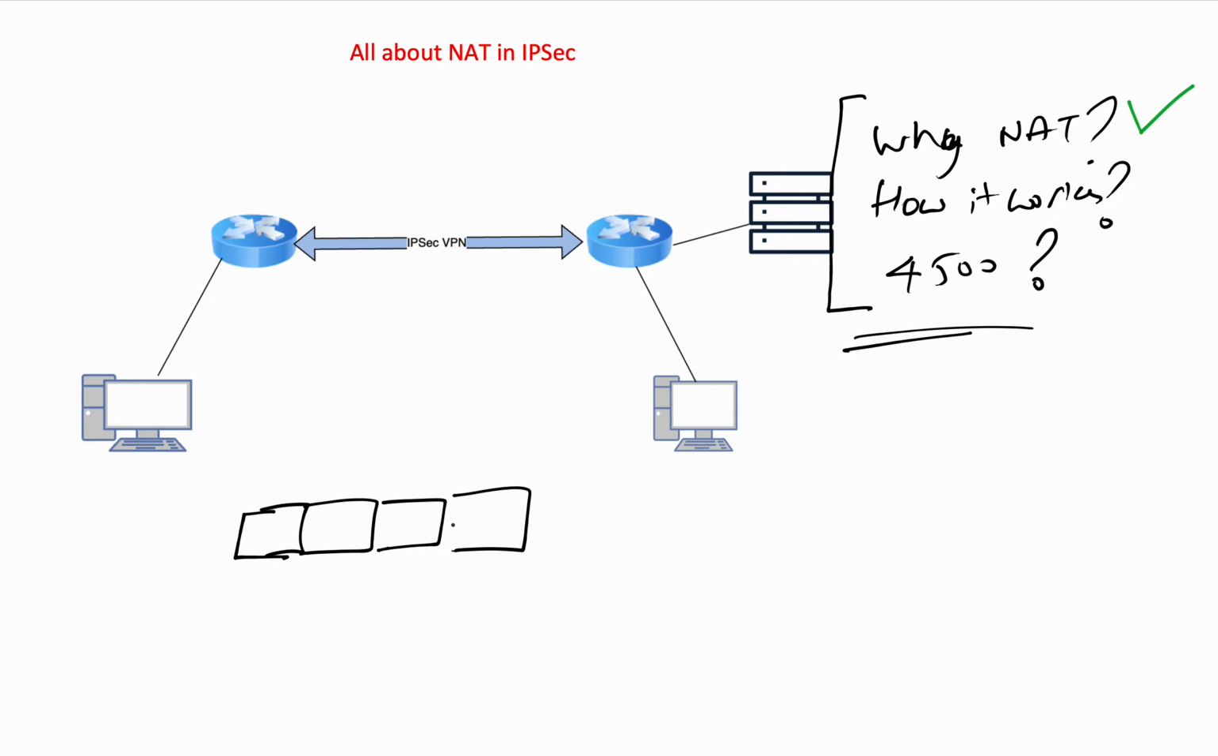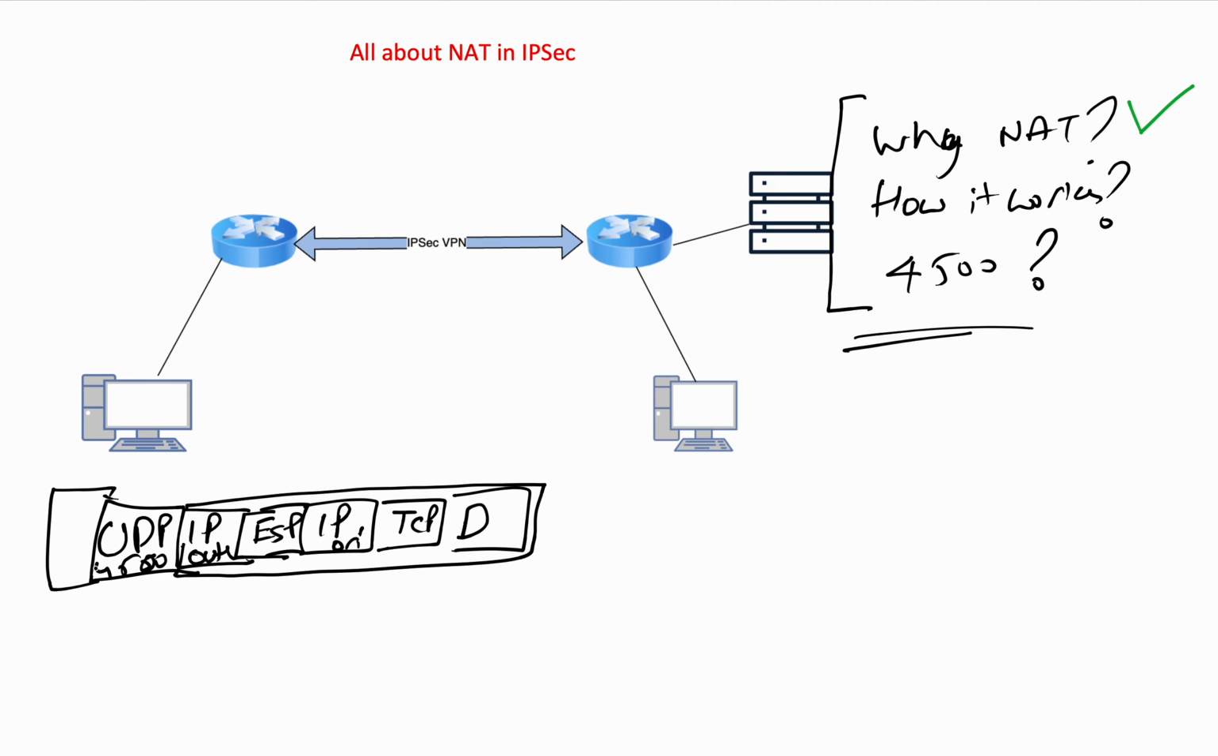Like for ESP, what do we say? We say that this is the data, this is your TCP, this is your IP, this is your ESP, and this is your IP. I'm talking about tunnel mode, okay? So this is your outer, this is your original one. This is your outer IP header. Now you will use UDP 4500 to encapsulate the whole packet. This whole packet will be encapsulated. Now here you can change whatever value you want. You want to change IP, you want to change whatever.